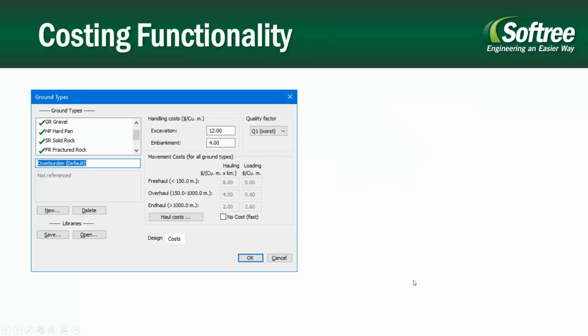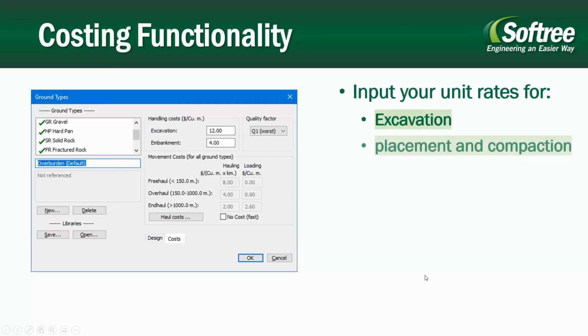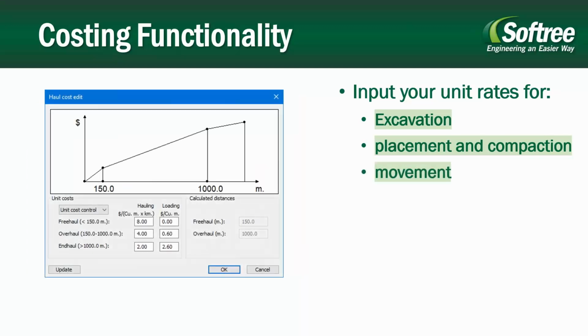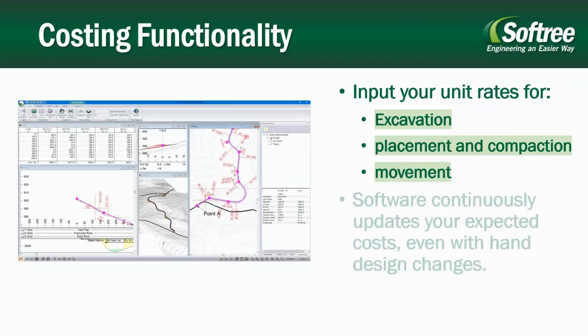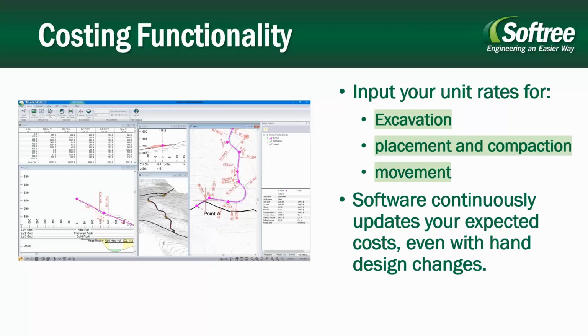Finally, I think I've got one more technical note here. It's on costing. So we have a couple different costing pieces of information or data that we collect. You input your rates for excavation, placement and compaction of different ground types, as well as your movement costs. Hauling and loading, we can set up different distances, free haul, overhaul, end haul, getting those in, and then the software is going to continuously update your expected costs.